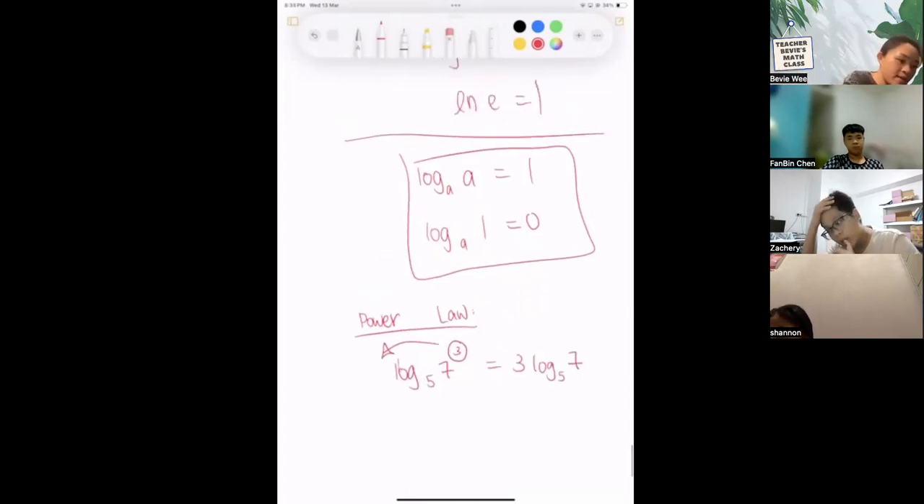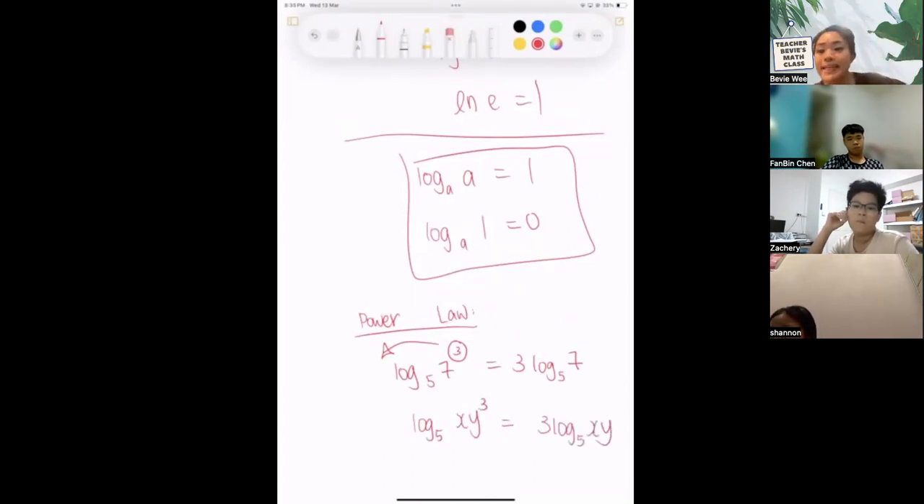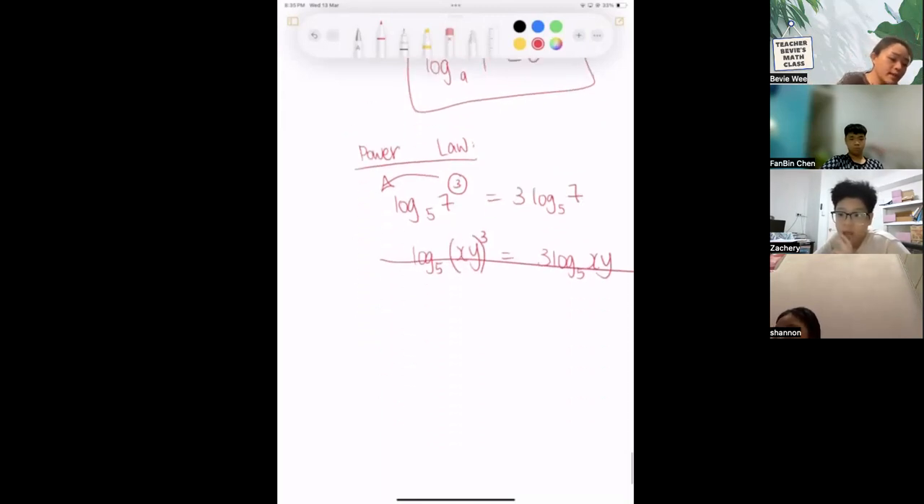But if I have something like this, log 5 of xy cubed, can I say this is 3 log 5 of xy? Cannot. Why cannot? Because the 3 belongs to y. Yes, correct. So the 3 only belongs to y, unless I do this, then yes. After that, I have a product law.